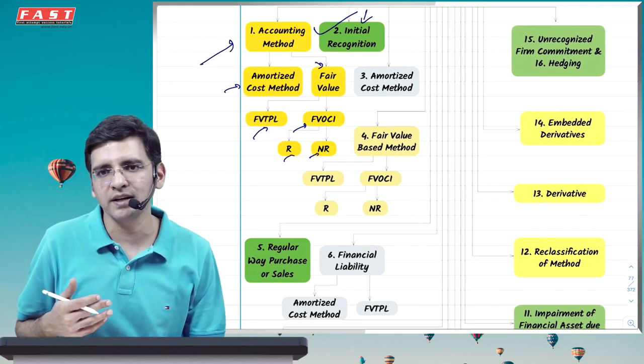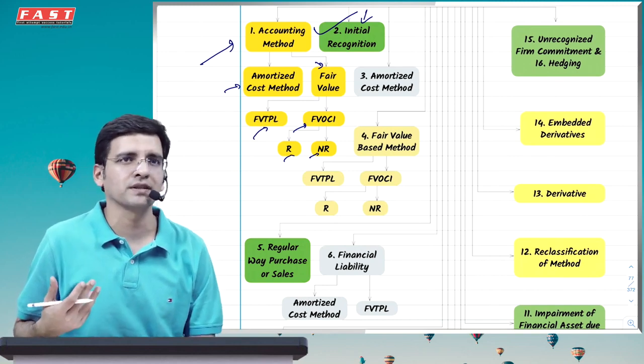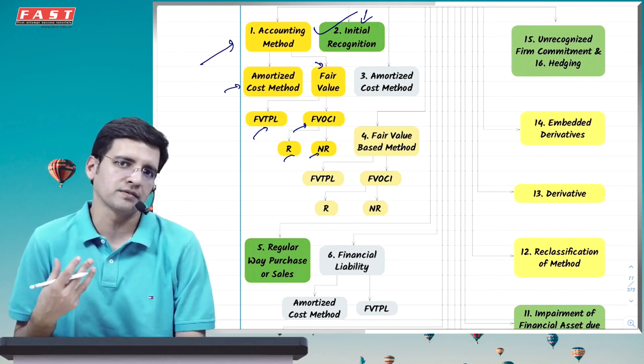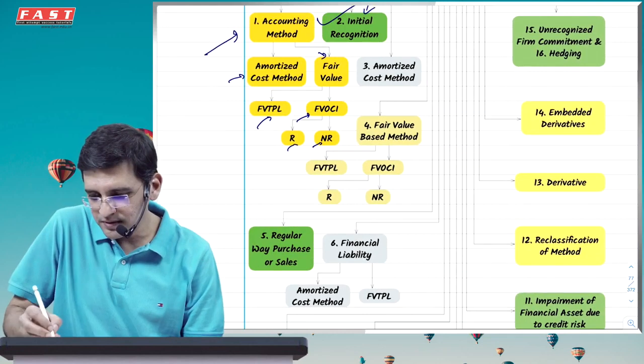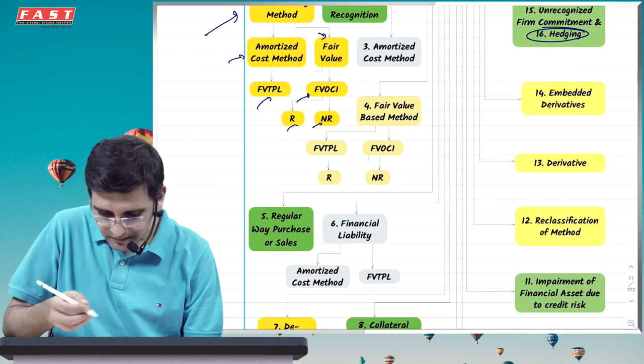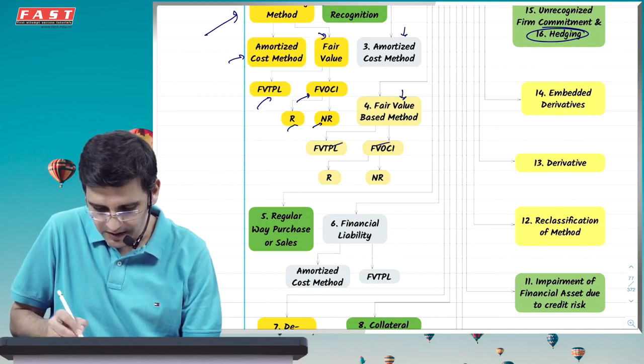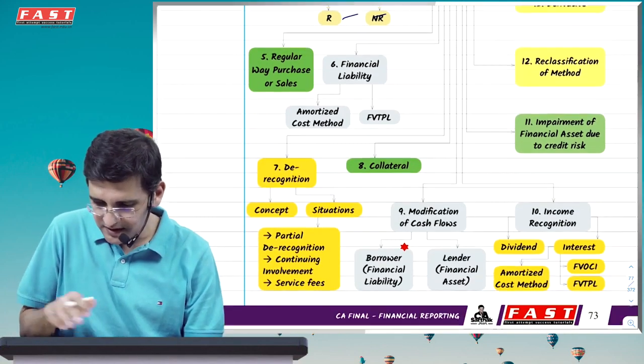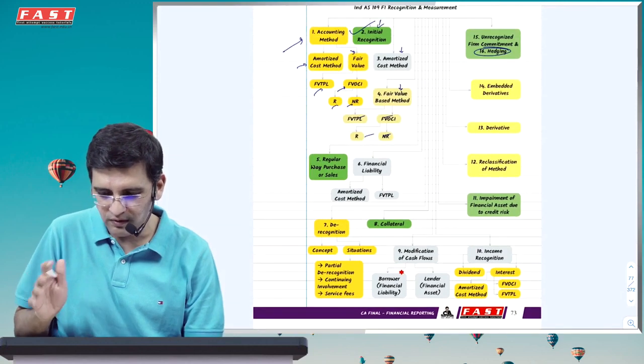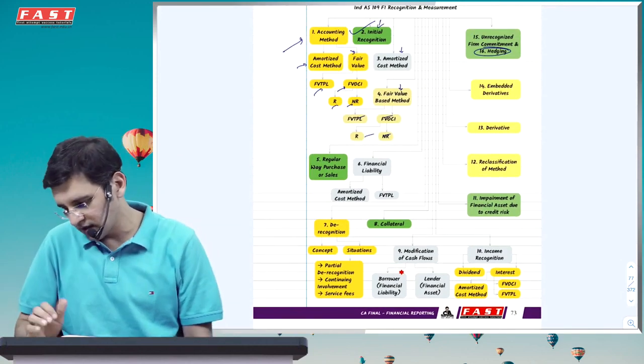Now we'll have to study these accounting methods one by one and how they actually work out, because exam questions and numericals will be based on this. There are in total 16 topics which we have to study. Next we talk about the amortized cost method, then the fair value method: FVTPL, FVOCI, and so on. Then there are various other things which you can quickly go through. In this revision we will cover all these aspects.